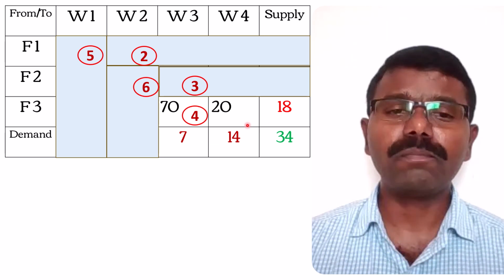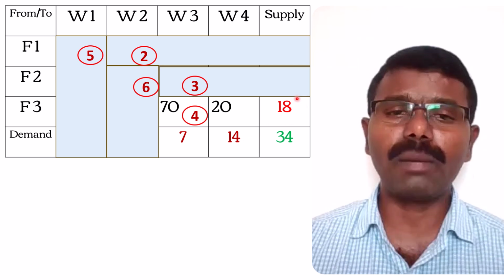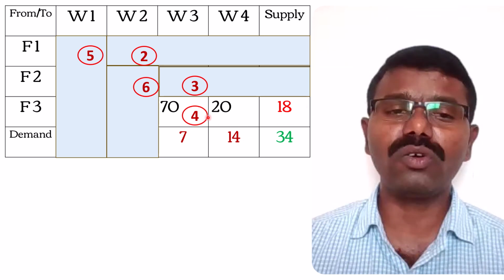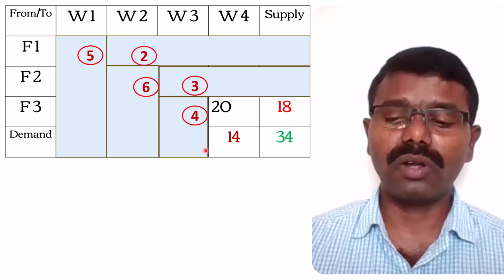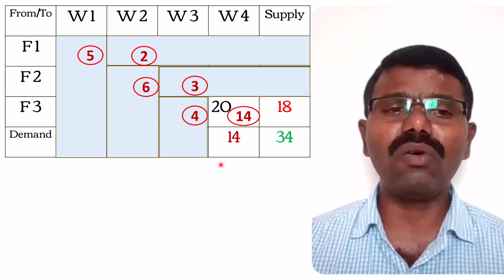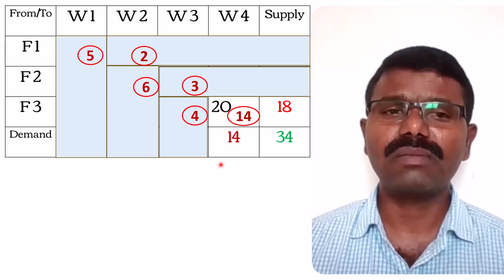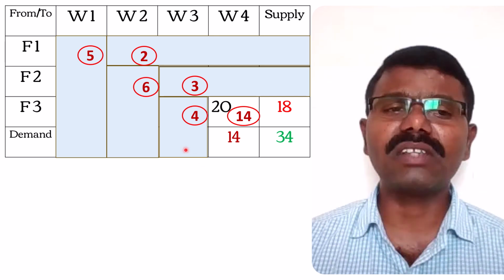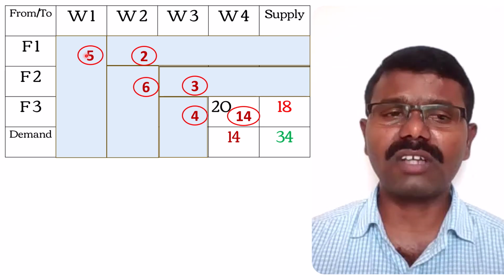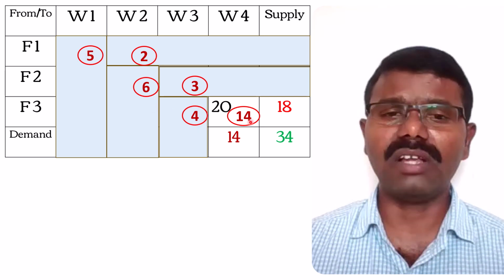And only one cell is left here. In this one cell we can allocate a maximum of 14 units, because the demand is 14 and the available supply is also 14, because 4 units are already given to the previous cell. So the remaining units will be 14. So now this is how we are going to allocate the units to the different cells, always starting from the northwest corner. So northwest corner, again northwest corner, like this we are going to allocate to the cells.